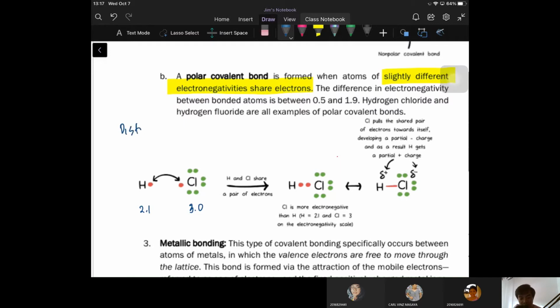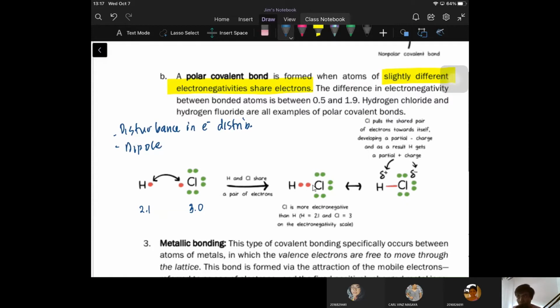Meron tayong disturbance in electron distribution. Okay, so since we have disturbance in electron distribution, we have what's called the dipole. Kakaroon tayo ng dipole, no? So ano po yung dipole uli? If you forgot, recall lang natin.